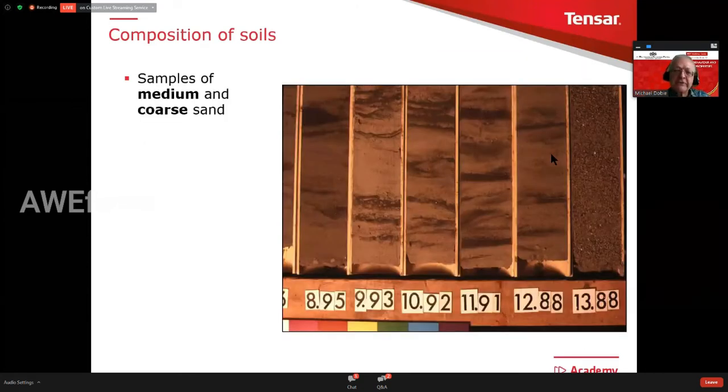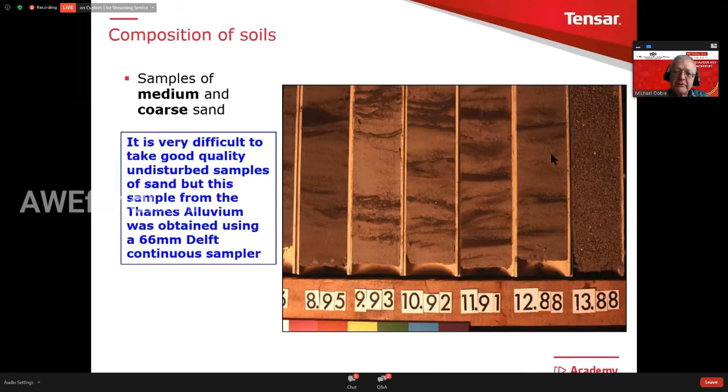And here are some pictures of some coarse soil. So this is quite unusual, to see undisturbed samples of sand. And you've got here some medium and coarse sands, sampled actually in a site in the UK. But these were taken with a special kind of sampler, the same one as I used for the marine clay earlier on. And you can actually see what the sand looks like in an undisturbed form. Not easy to do that.